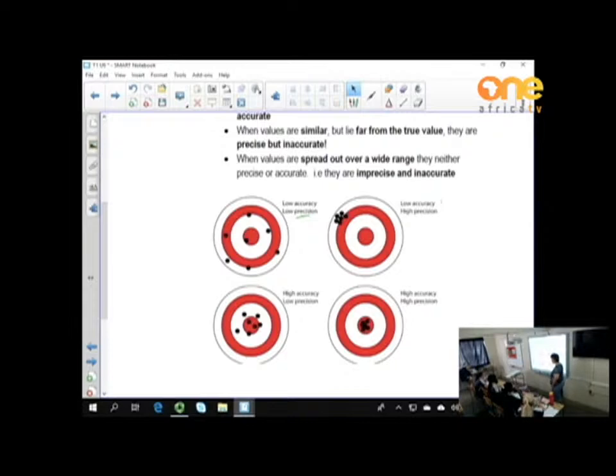Exactly that. Here, my accuracy wasn't good because I didn't hit the bull. But it was very precise because all my shots are concentrated here in one place. Here we have high accuracy because they're almost all in the bull, but they're not grouped tightly together, so not very precise. And over here, high accuracy, high precision. High accuracy because I hit the bull, and all my readings are close together. So they are precise.